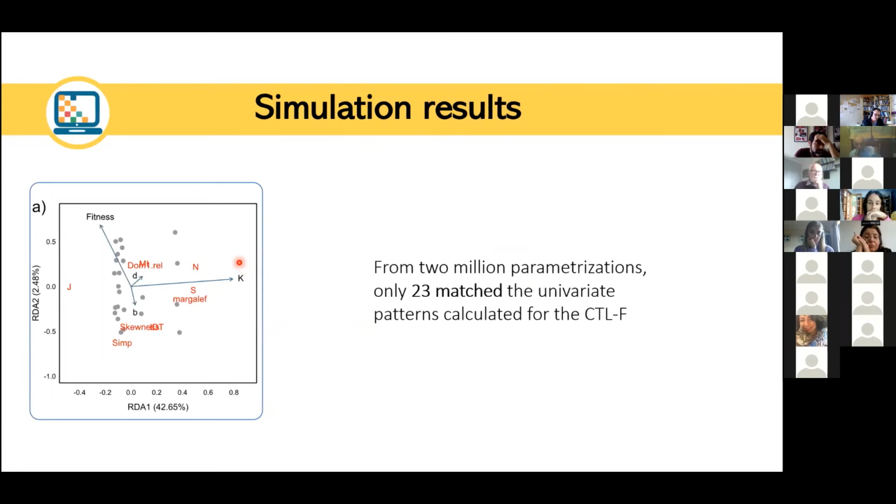So from more than 2 million parameterizations, only 23 match the univariate patterns, the summary statistics calculated for the control. This is a redundancy analysis where we evaluate the influence of the parameters on these 23 simulations. As response variables, we use the summary statistics calculated for these simulated communities. And we can see that carrying capacity and the fitness constructions were the most relevant parameters influencing these simulated communities.